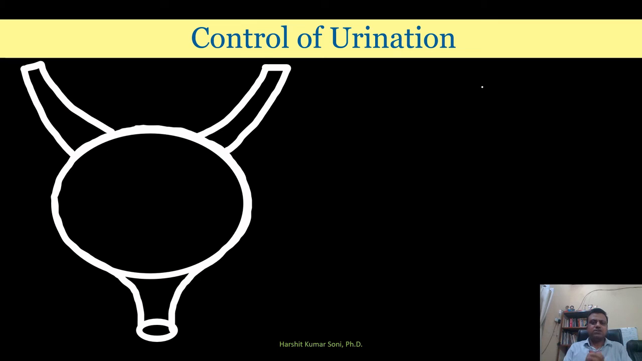So let's make a simple caricature of the urinary bladder, because the urine is stored in the urinary bladder, and then from there it is passed. So this is the caricature. In this urinary bladder, these are the ureters which are coming from their own side of the kidney, and this is the urinary bladder, and this is the urethra, and this is the sphincter which controls the urination.